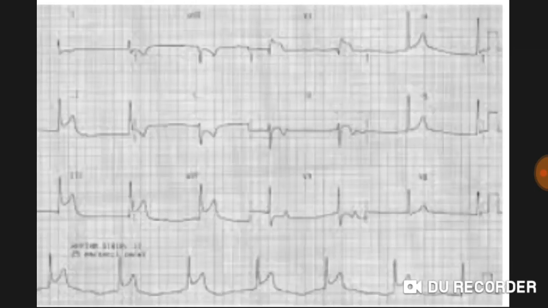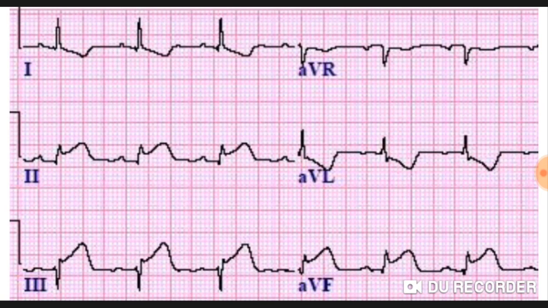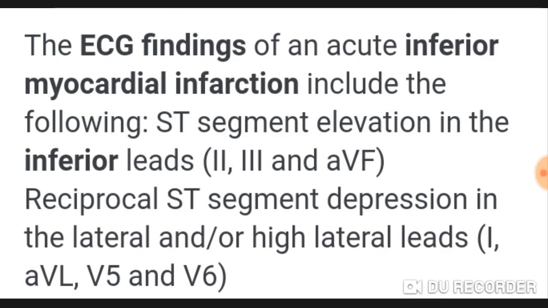Okay. What is this? This is a case of MI. In leads 2 and 3 we see ST elevation, and in AVF. So this is inferior wall MI. Inferior myocardial infarction includes ST segment elevation in leads 2, 3, and AVF, with reciprocal ST segment depression in lateral high leads like 1, AVL, V5, V6.